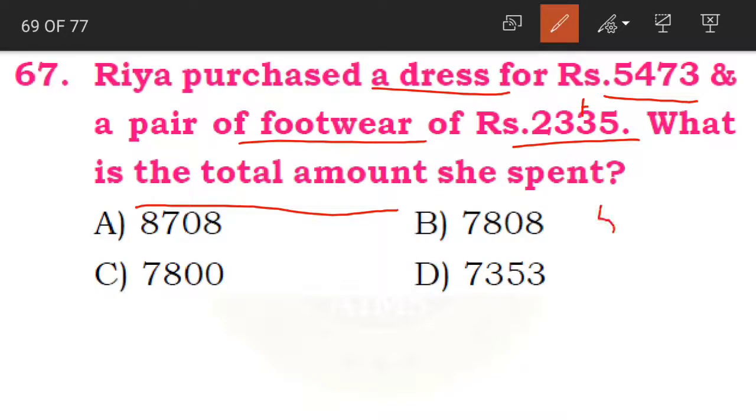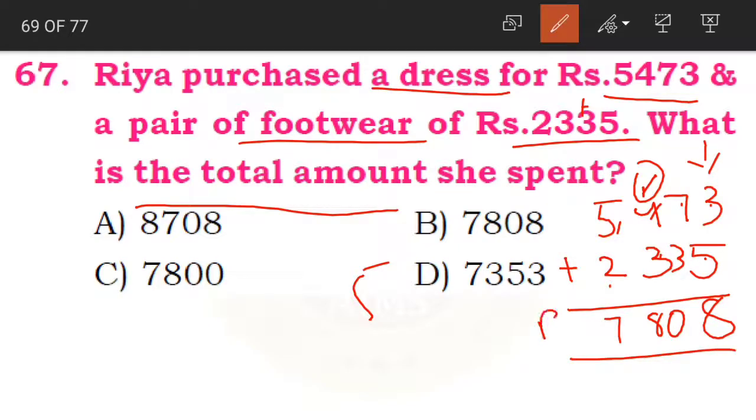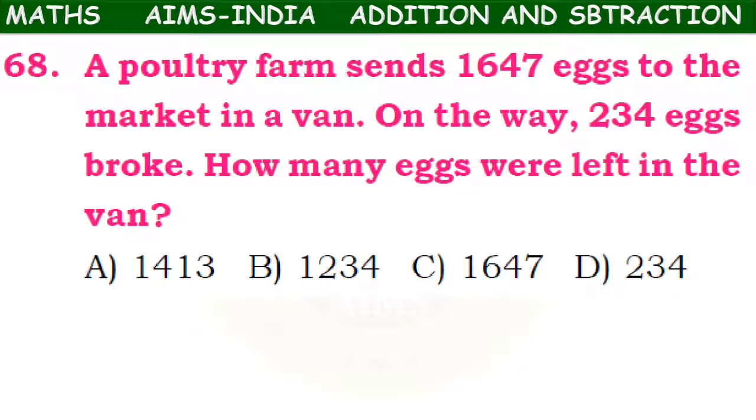Yes, we need to add both the amounts, 5,473 plus 2,335. How do we start adding, children? From the ones place. 3 plus 5 is 8. 7 plus 3 is 10. 0 here, 1 carried. Now again, from the given, 4 plus 1 is 5, 5 plus 3 is 8, 5 plus 2 is 7, so 7,808 rupees. Now which is the correct option? Option B. Yes children, clear?